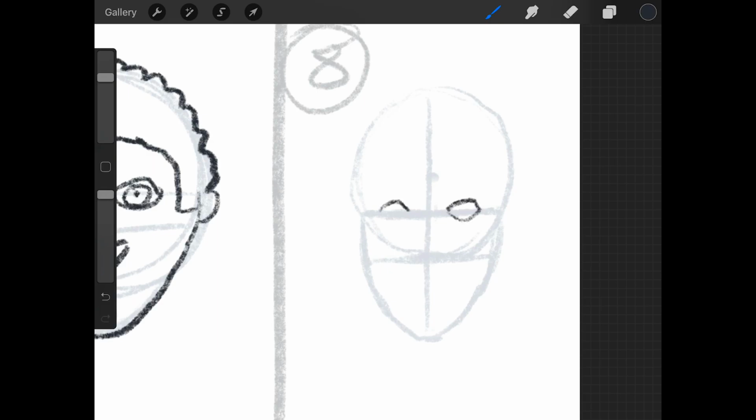So let's put in those eyes. Let's put in that nose. Let's put in those ears between the eye line and the nose line. Oh, we forgot to draw the chin shape. But I'm just going to indicate where the top of the chin is, and then have the mouth between the nose and the chin. Trace the chin shape.